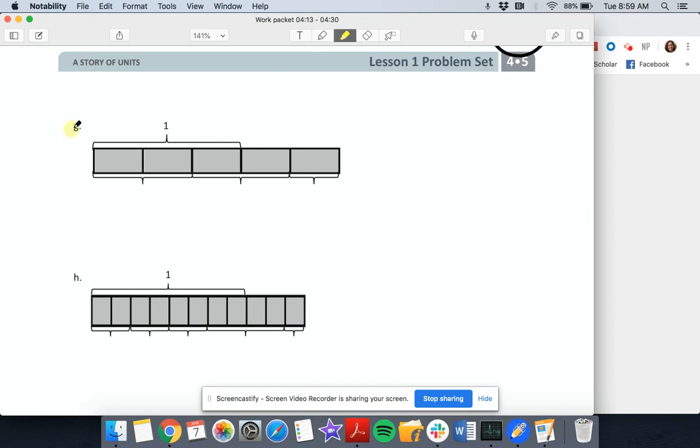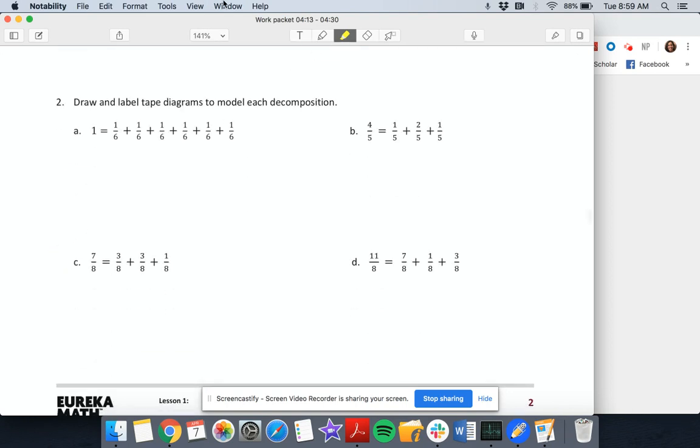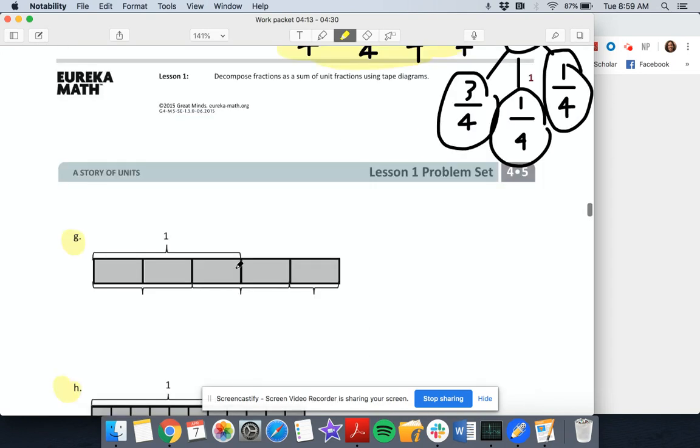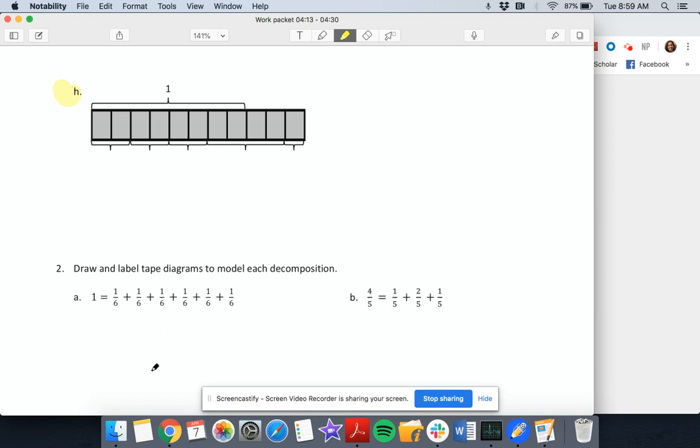So go ahead now. Same thing, do G and H on your own, and then I will walk you through this second part right now. And this is essentially just the same thing we've been doing, but it's just backwards. So instead of giving you the tape diagrams, they're giving you the number sentences, and we're just working backwards from there.